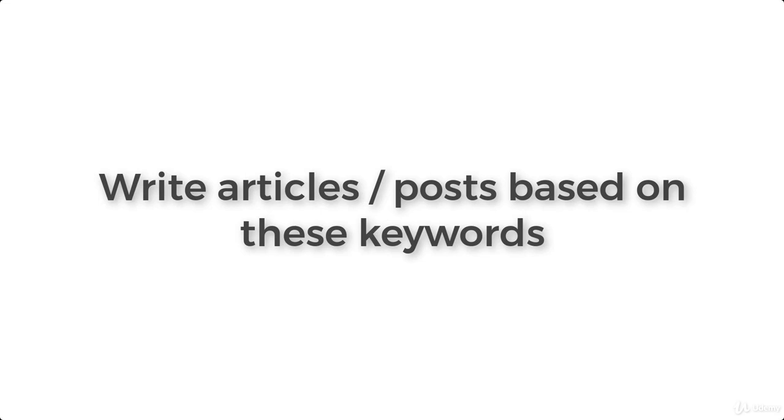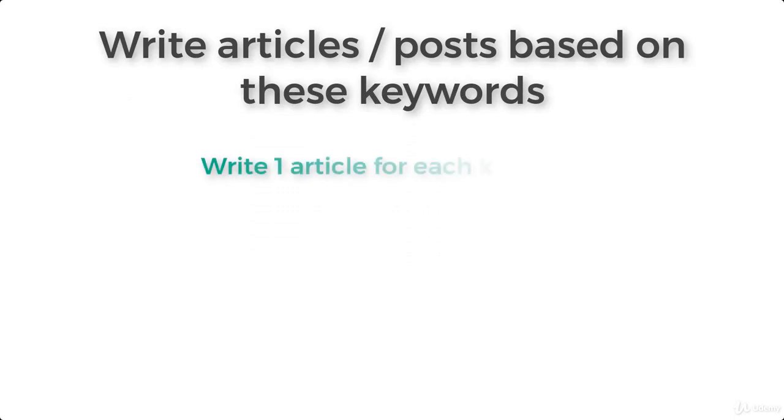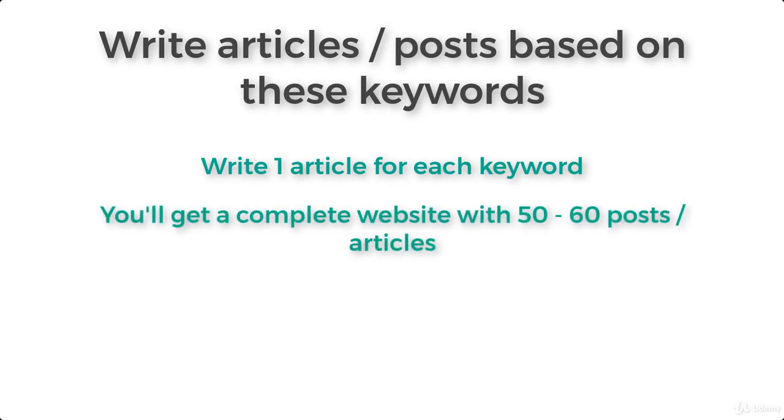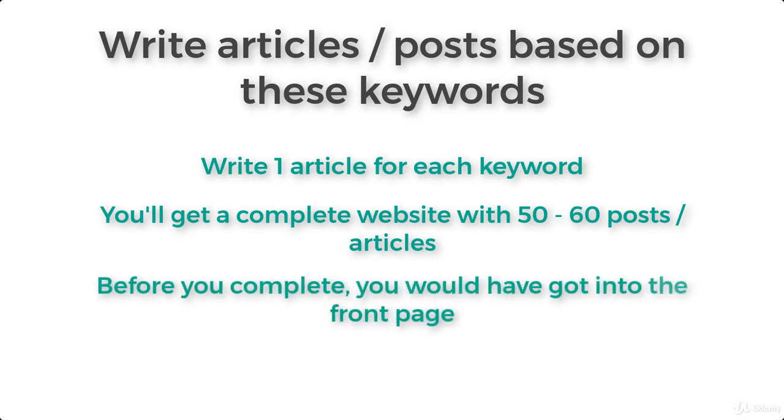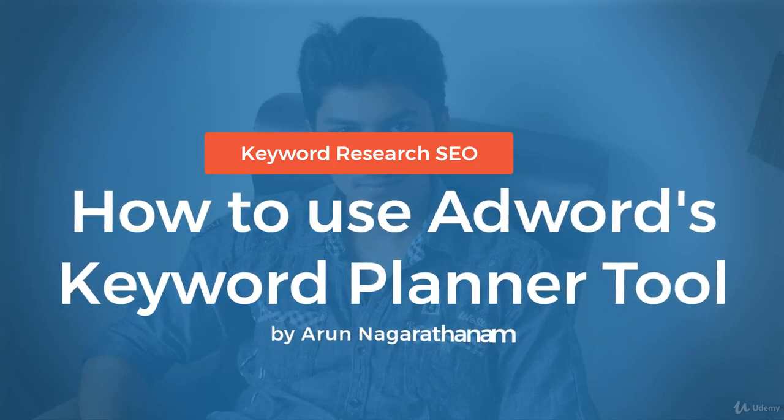Once you cover these 50 to 60 keywords with one article for each of these keywords, you would have got a complete website with 50 to 60 articles or pages. Even by the time you finish these 60 articles, definitely you should have got into the front page for 10 to 20 keywords. In the next lecture, you will learn how to use Google AdWords Keyword Planner tool to find the top organic keywords of specific landing pages.